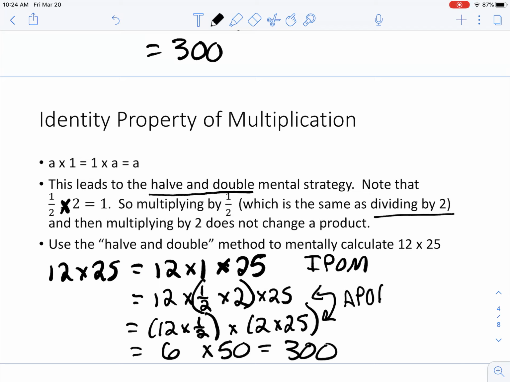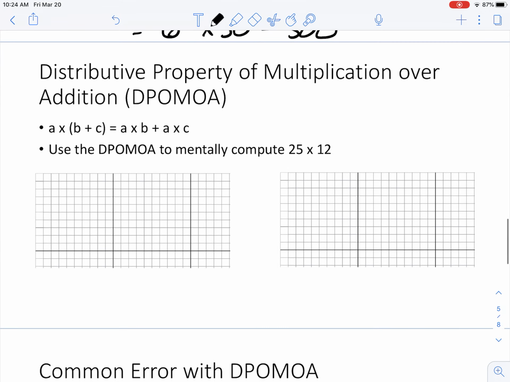You might recognize this as we did some associative property by changing our parentheses, changing our grouping. The last property is the distributive property of multiplication over addition. Usually we just call this the distributive property. And this is where we're distributing here. The A is going to get distributed to each of the terms in the sum here. So A times B, A times C.